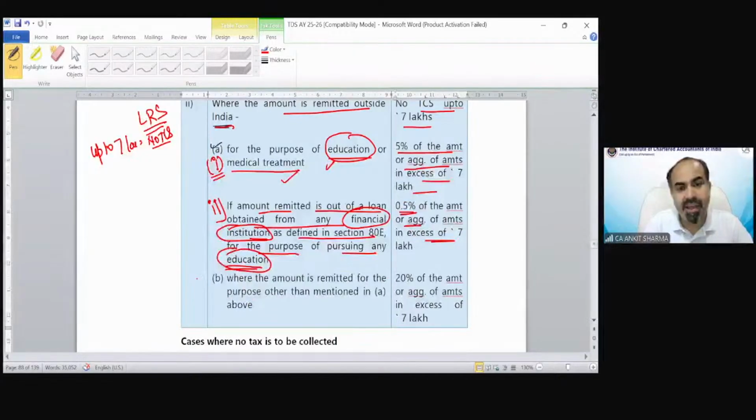The third case, for any other case other than the above cases, if there is any other case, then up to 7 lakh, it's no TCS. Exceeding 7 lakh, the rate would be 20% in aggregate of amount exceeding 7 lakh. Clear?